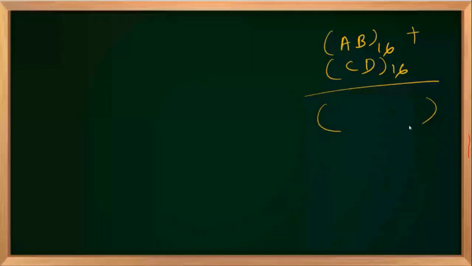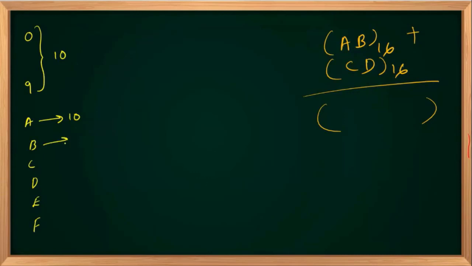Similar to this, you should recall that in hexadecimal we have 16 symbols: from 0 to 9, 10 symbols here. Then A, B, C, D, E, and F. A corresponds to decimal 10, B corresponds to 11, C corresponds to 12, D corresponds to 13, E corresponds to 14 decimal, F corresponds to 15 decimal.